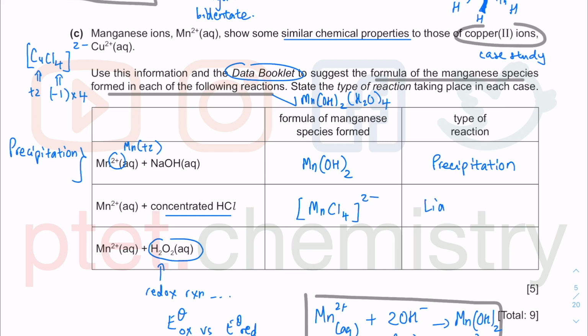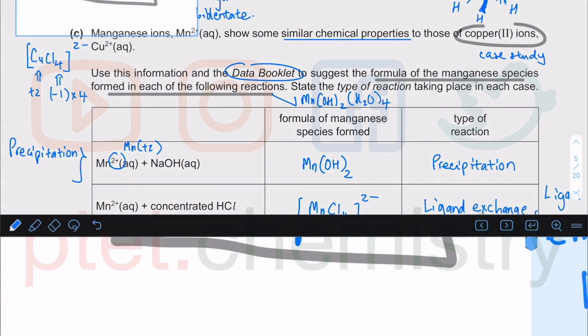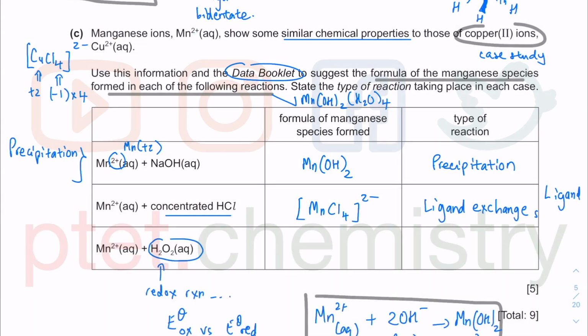This is just going to be your classic ligand exchange. If you don't like the word ligand exchange, you can probably use the word ligand substitution. So spell that out properly. Ligand substitution, don't have much space here. So ligand exchange, or you can write ligand substitution reaction.